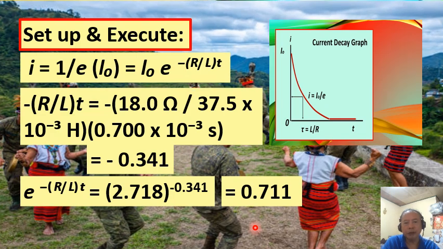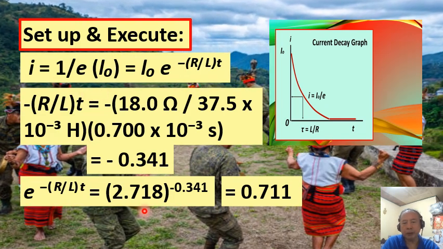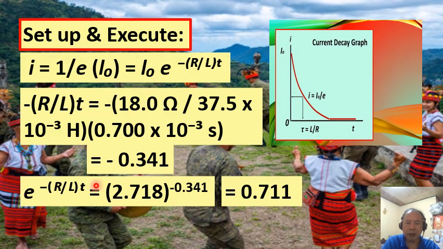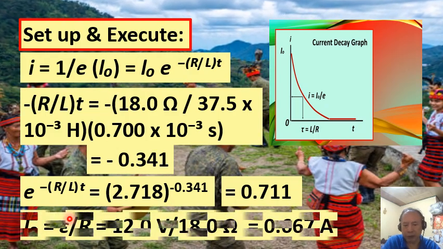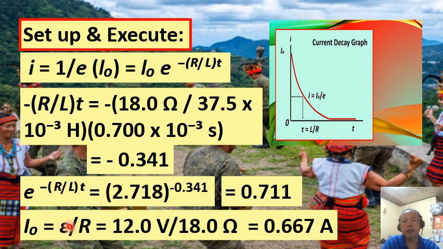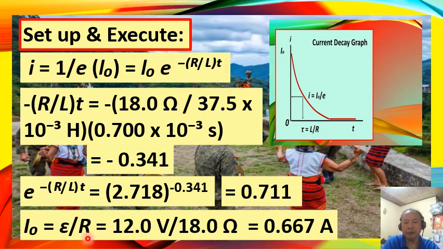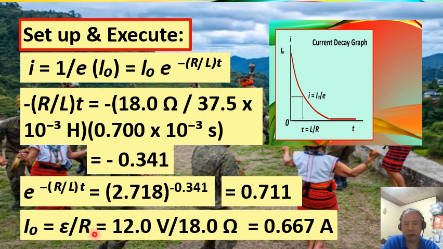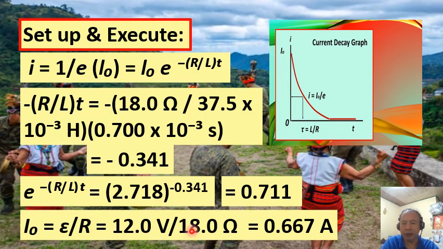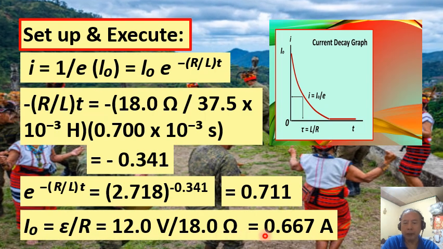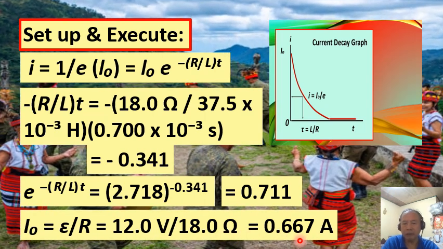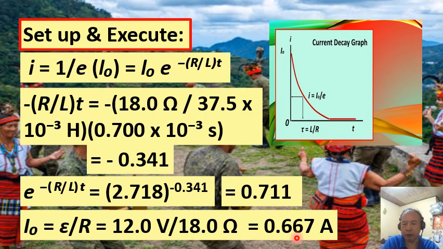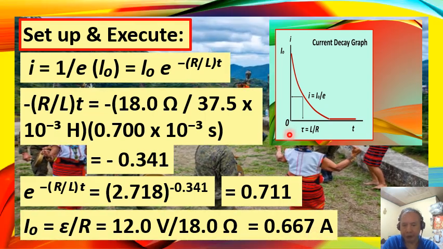In addition, we can also determine the value or the amount of the steady state current, big I naught, which is simply the amount of the EMF induced in the inductor, epsilon, divided by the resistance big R. Or that is 12.0 volts divided by 18.0 ohms. And that gives us the value of big I naught equal to 0.667 amperes.